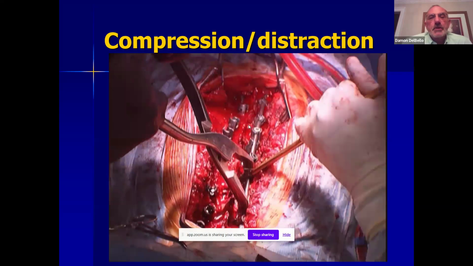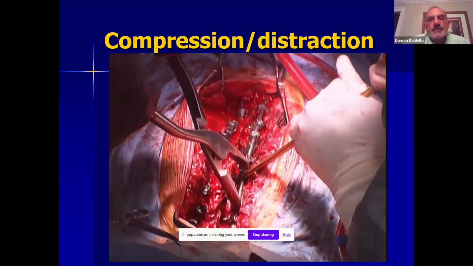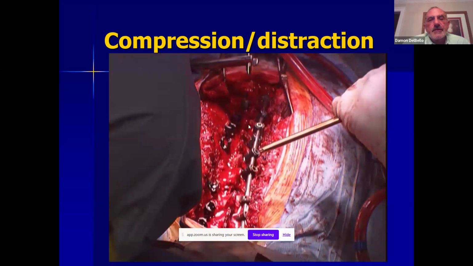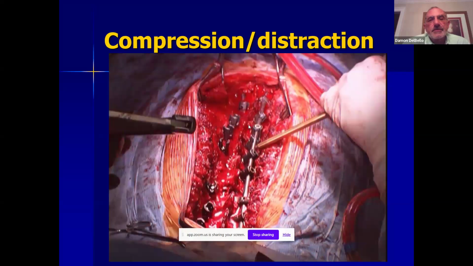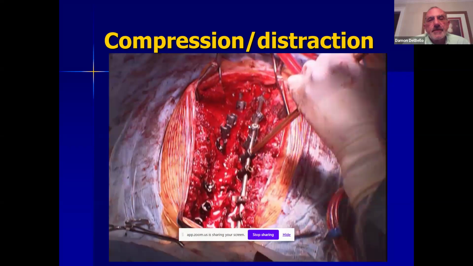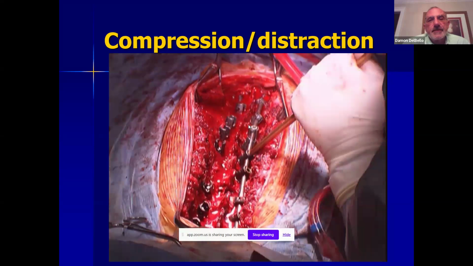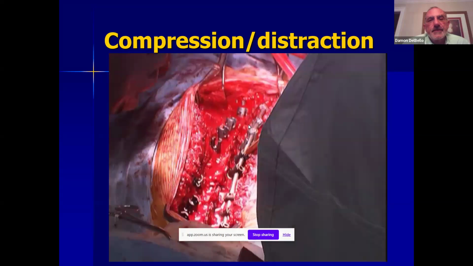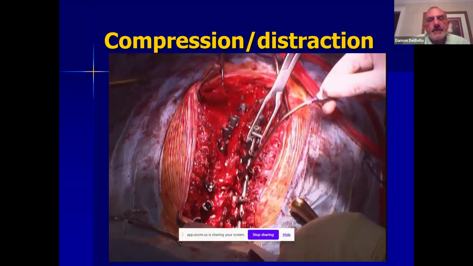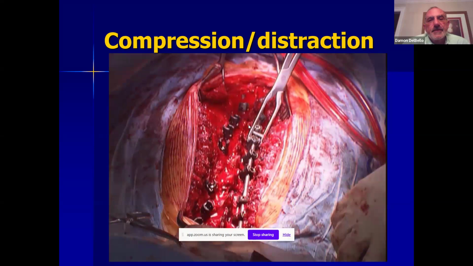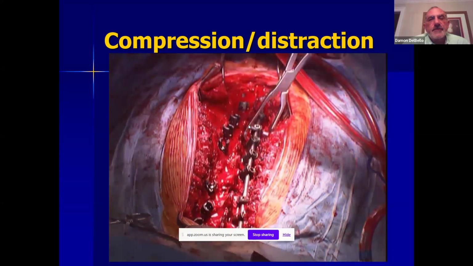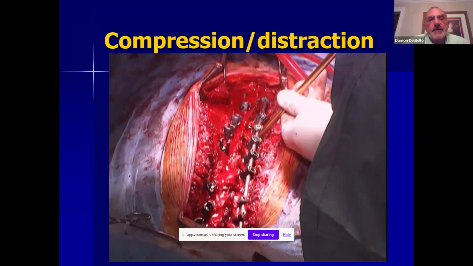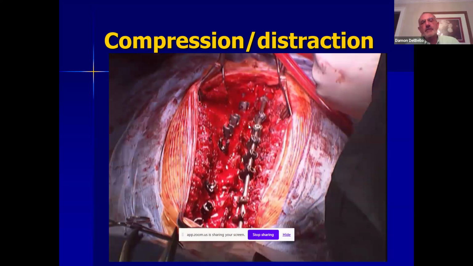Now that screw is below the apex of the curve, so that's why I'm pulling it down. I'm reducing the tilt of that particular vertebra. This one is above, so I think we'll distract. If you notice, these maneuvers continue to straighten the spine, don't they? And that was my point before. You don't get all the correction in one maneuver.